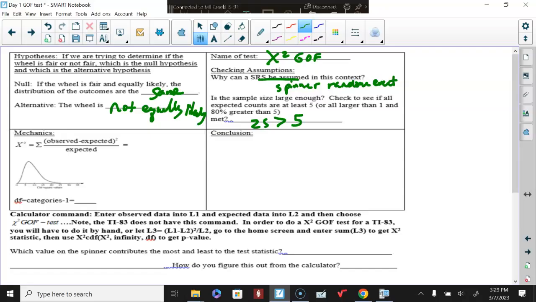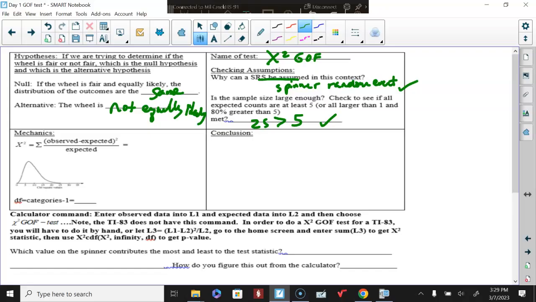Now, if every expected count is bigger than 5, then we are okay, and our sample size is large enough, and that assumption is met. All right, now since both assumptions are met, our result should be valid. So we're going to go on to the mechanics.